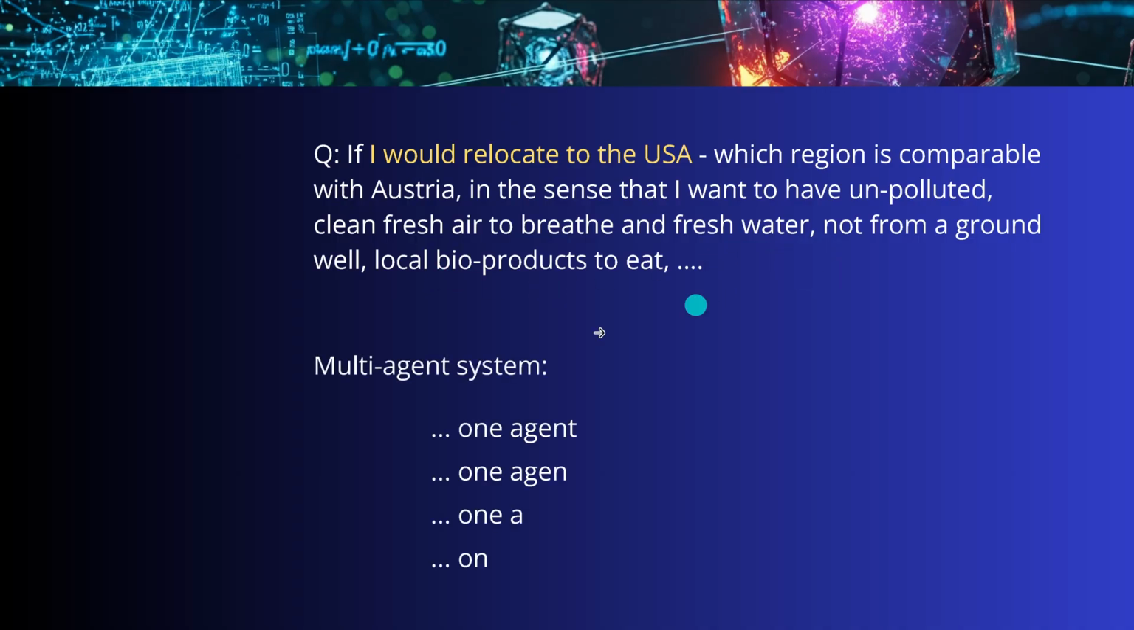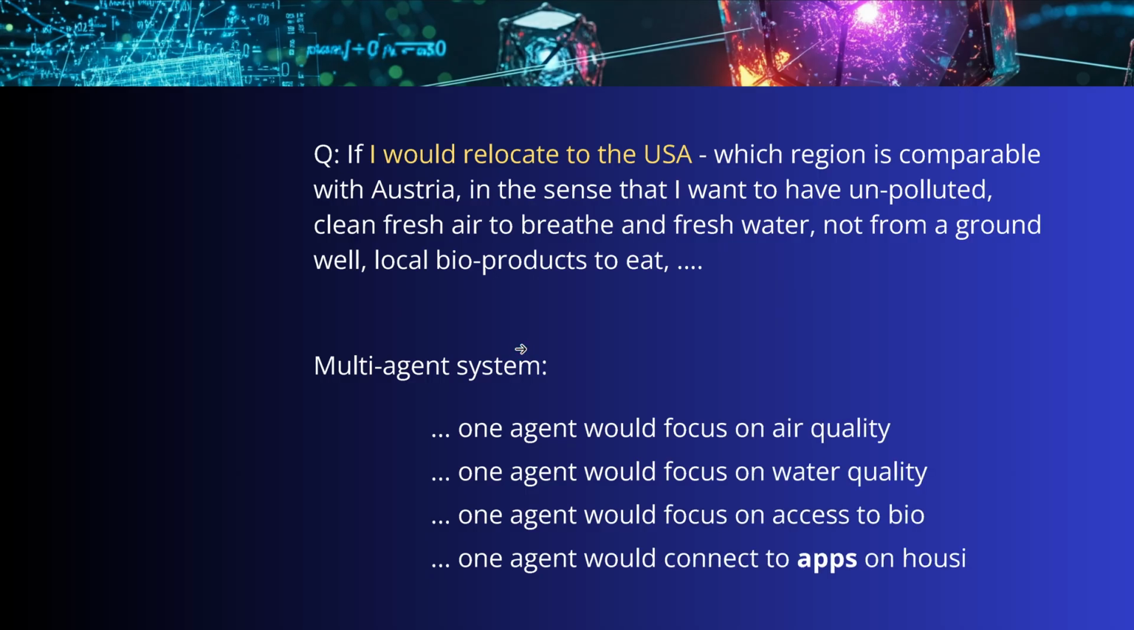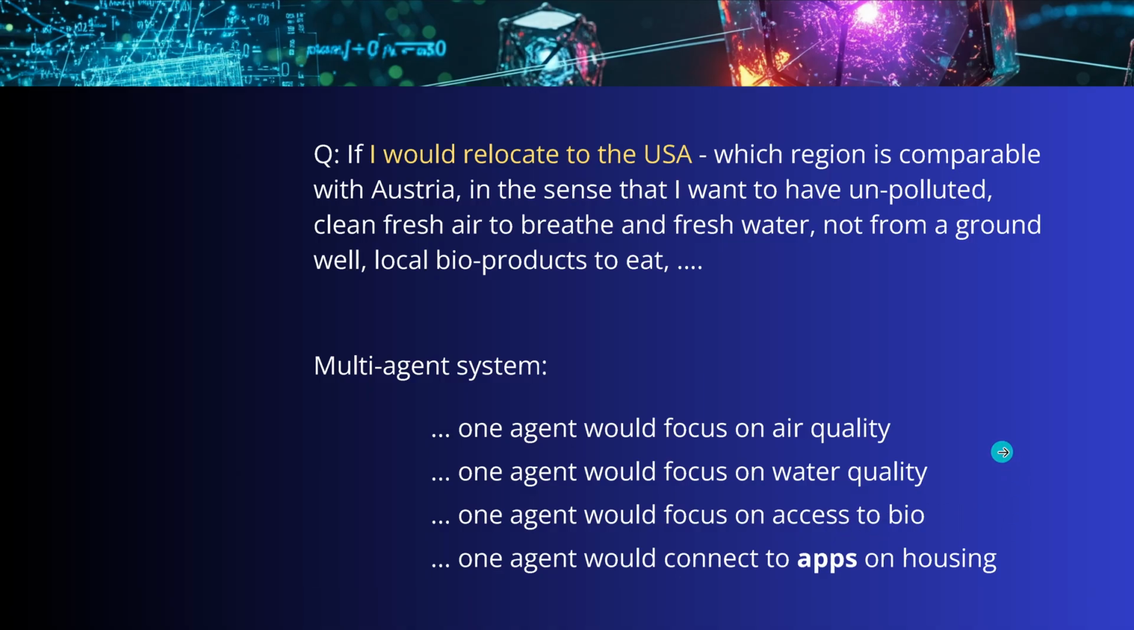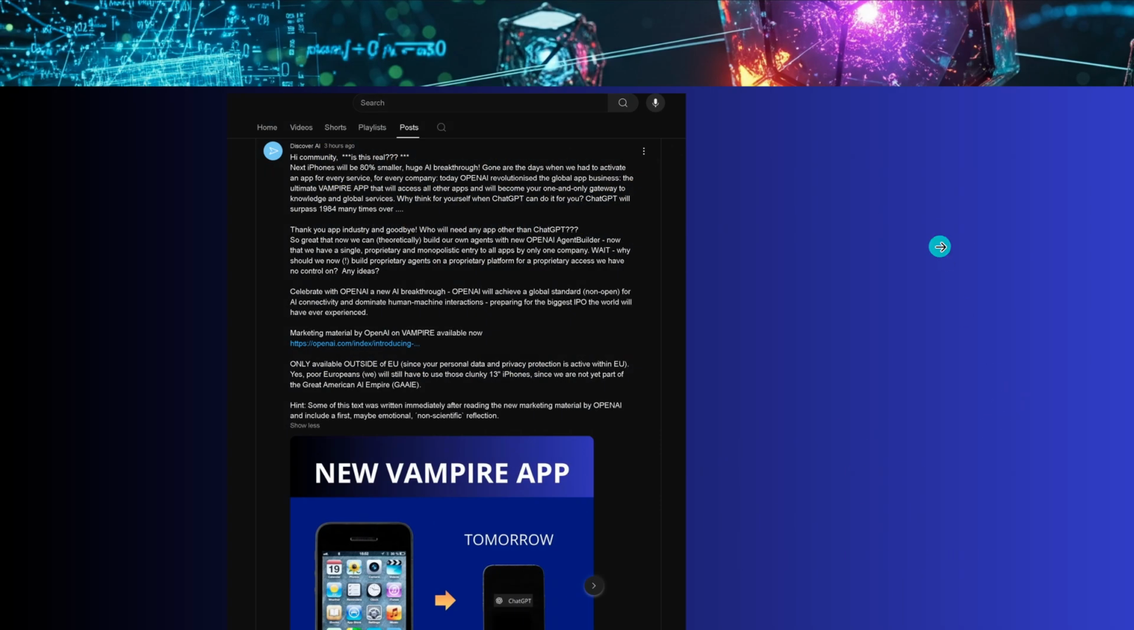So I said, hey, you know what? I build a multi-agent system. Maybe in a later video, I'm going to show you the implementation of this, but here just as a draft, what I want to achieve. One, I need one agent to focus on air quality, one agent to focus on water quality, one agent to focus on access to bioproducts, and one agent, and this is now nice, we have OpenAI, to connect to other apps, let's say for housing, for prices, for location, for renting, whatsoever. We have this opportunity now. And yes, in the morning I was a little bit ironic and I said, hey, great.